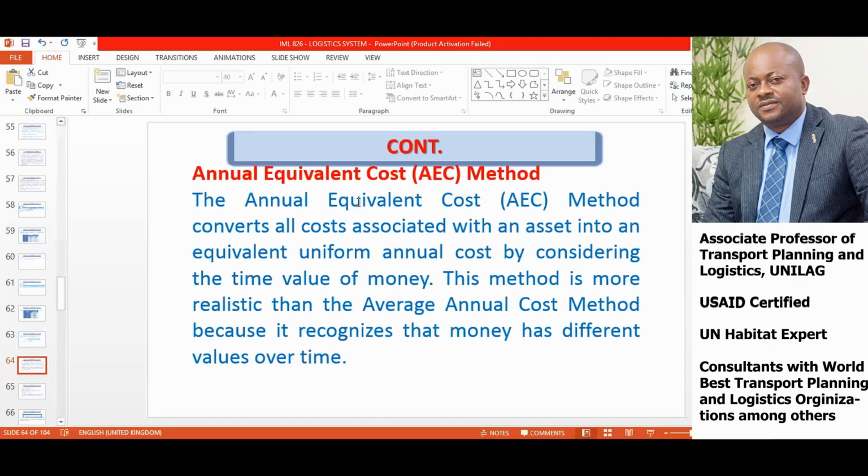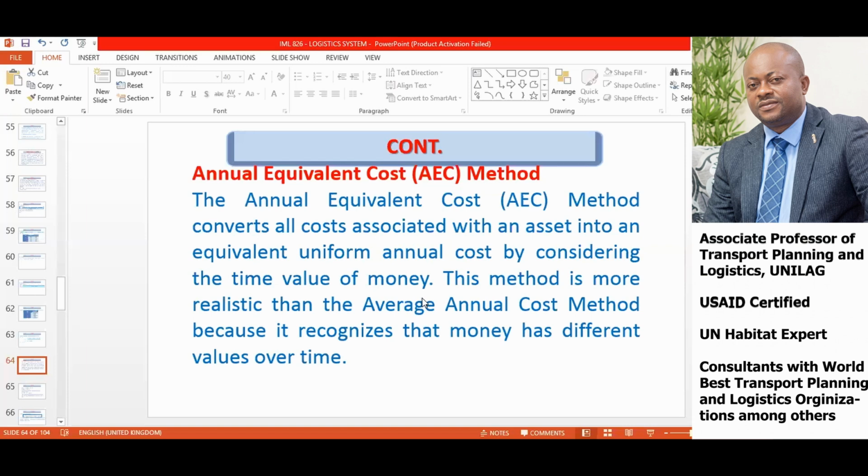Annual equivalent cost, AEC method. The annual equivalent cost, AEC method, converts all costs associated with an asset into an equivalent uniform annual cost by considering the time value of money. This method is more realistic than the average annual cost method because it recognizes that money has different values over time. Can somebody attempt to interpret this?